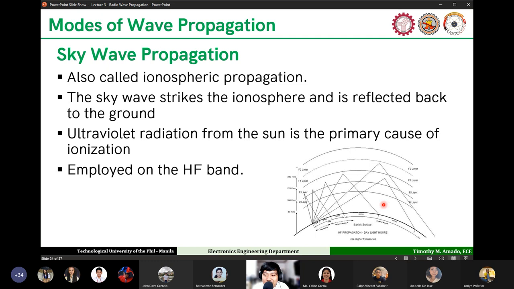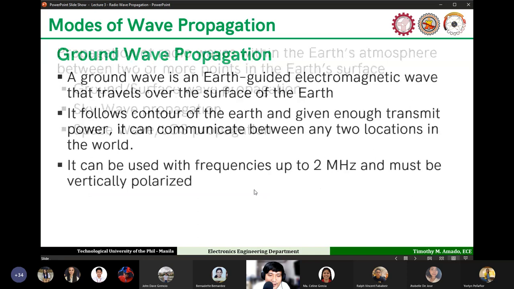When using skywave propagation, you just need to reach the ionosphere para mag-bounce sa receiver mo. So this is very good. Kaya lang hindi natin to masyadong ginagamit because this is only concentrated on the HF band. Yung HF band, ano lang yung range ng frequency nun, guys? 3 to 30 megahertz lang. So, medyo mababa, di ba? 3 to 30 megahertz lang.